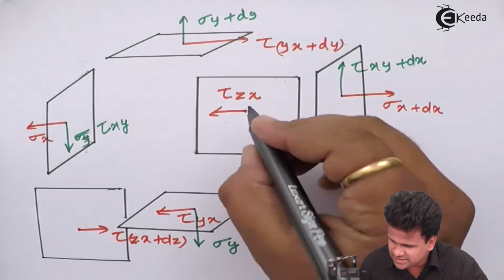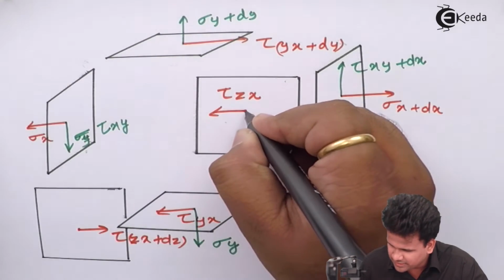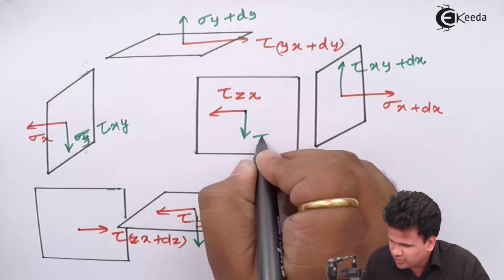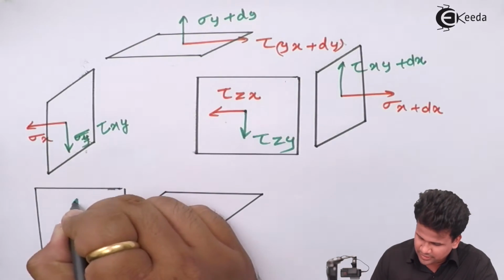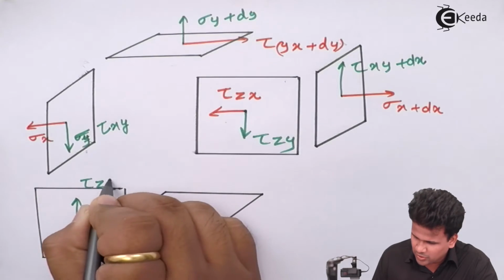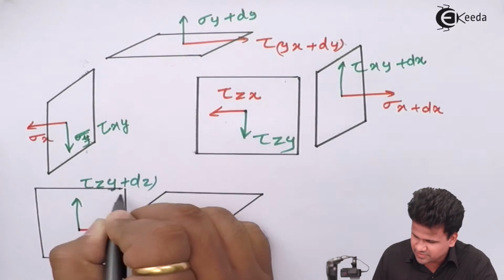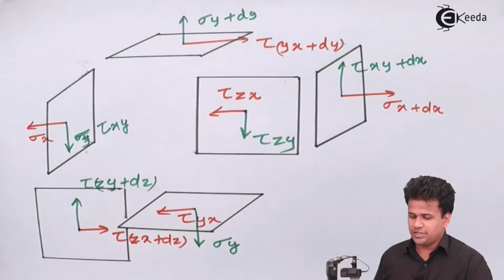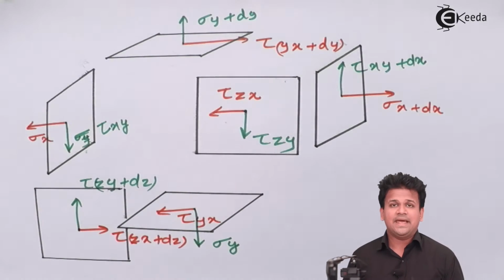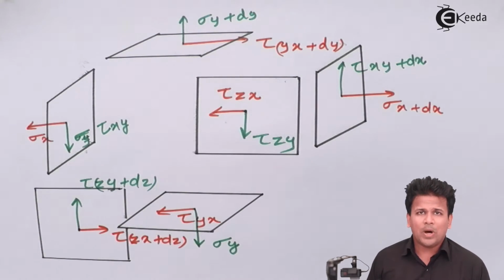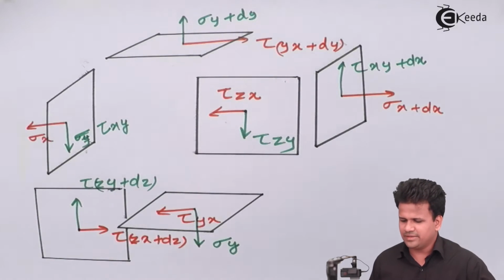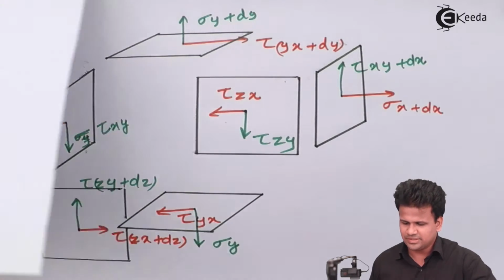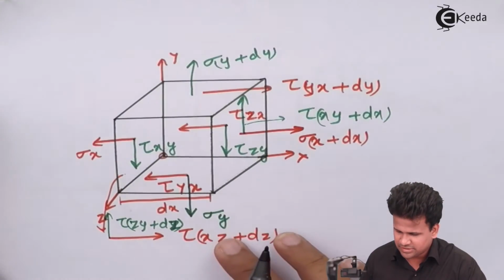Next we'll see along this z plane. So this is tau of z plane y direction, and this will be tau of z plane y direction plus dτ, the distance between them being dz. So we have represented x direction stresses and y direction stresses. The last we have to denote are z direction stresses. So let us see the z direction stresses.